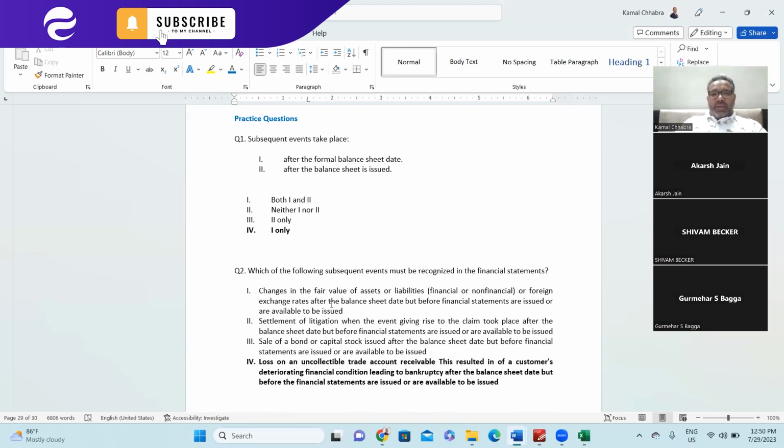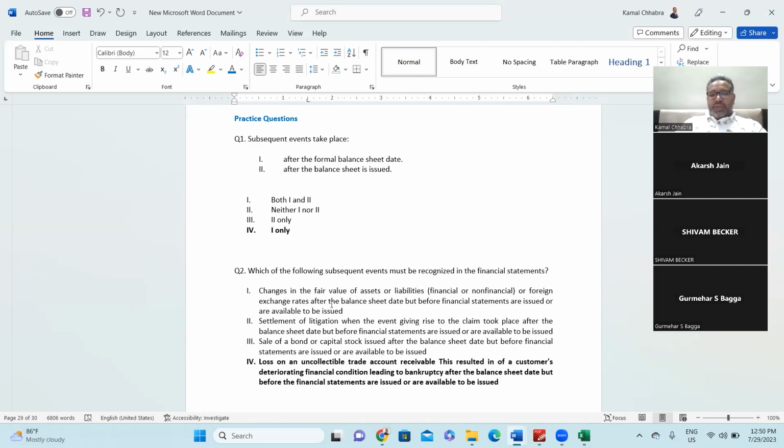Subsequent events take place after the formal balance sheet date or after the balance sheet is issued? When do subsequent events take place? After the balance sheet date, right? Not after the issue date. So hence the fourth option is correct, right?